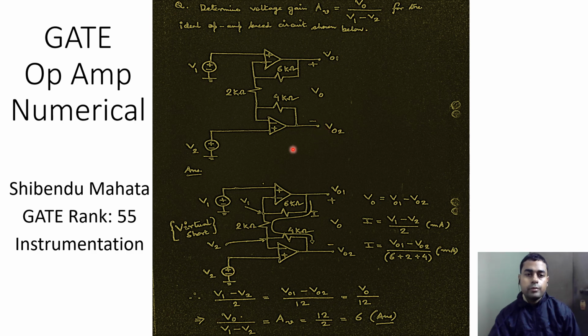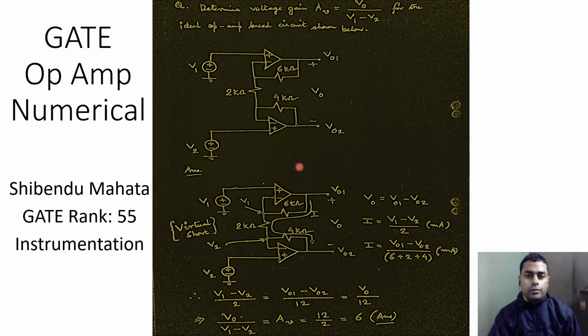This is another practice problem on operational amplifiers, and in this question we have to find the voltage gain AV, which is equal to V0 divided by V1 minus V2, and the op amps considered in this circuit should be treated as ideal ones. So V1 and V2 are the two input voltages, and V0 is the difference between the output of the top op amp and the output of the bottom op amp. Or in other words, V0 is equal to V01 minus V02.